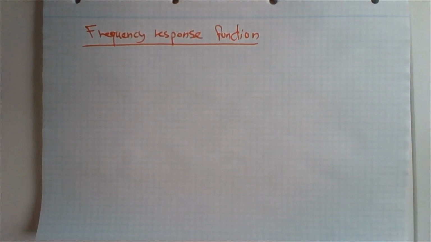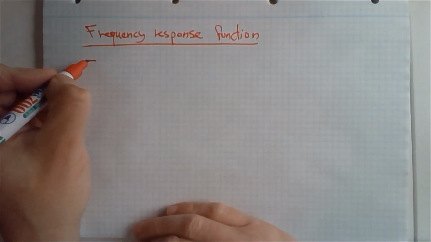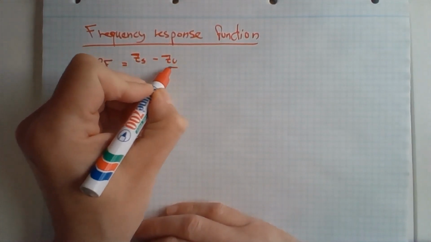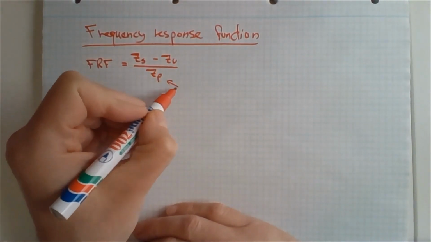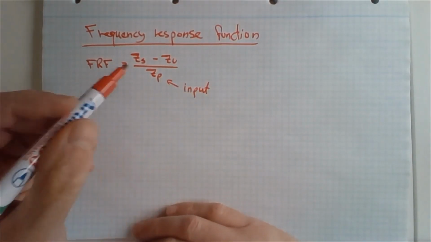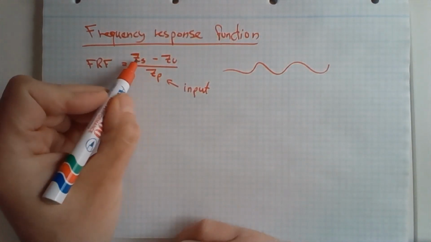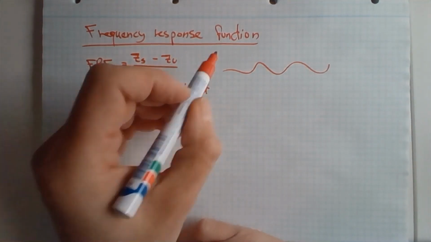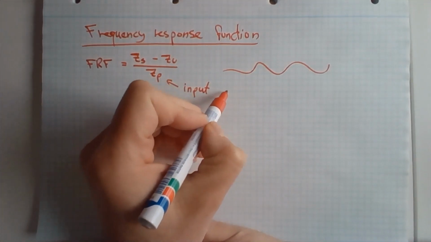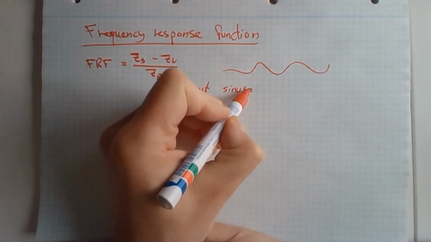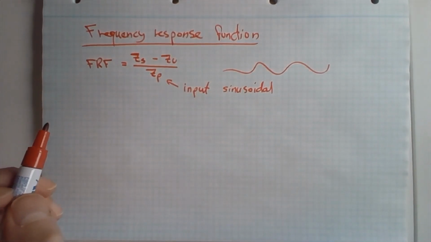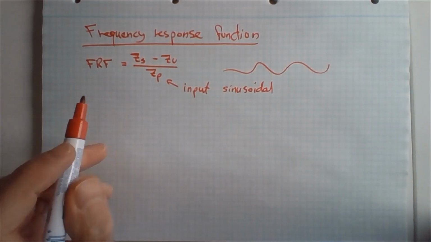The frequency response function analysis is a way to understand the meaning of the IRI concept. The frequency response for the IRI is defined as ZS minus ZU divided by ZP. ZP is the input to our system, the pavement behaving non-smooth, and ZS minus ZU is the change in distance between the two masses. The frequency response function is based on an input that is sinusoidal. By injecting a sinusoidal input to the IRI model, we can better understand the behavior of the model.